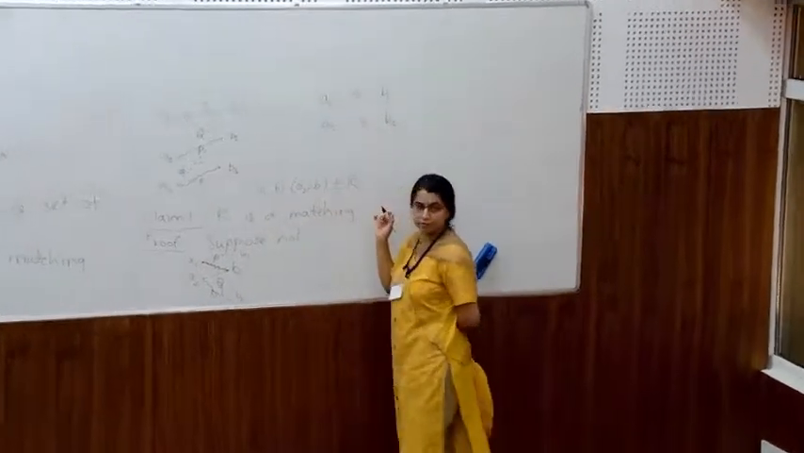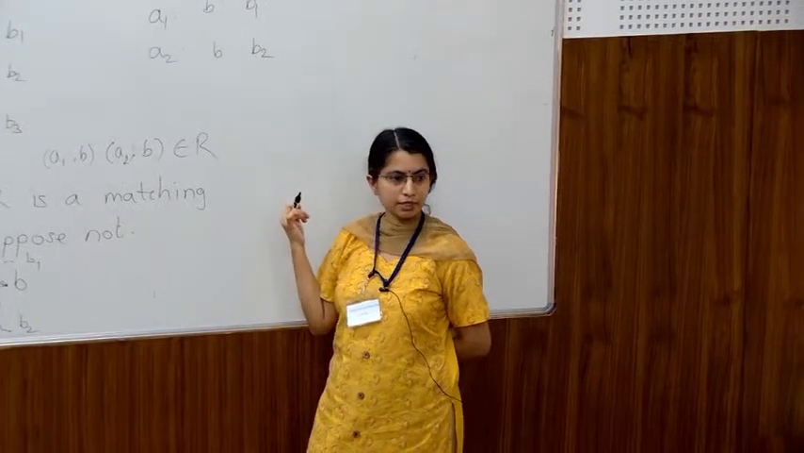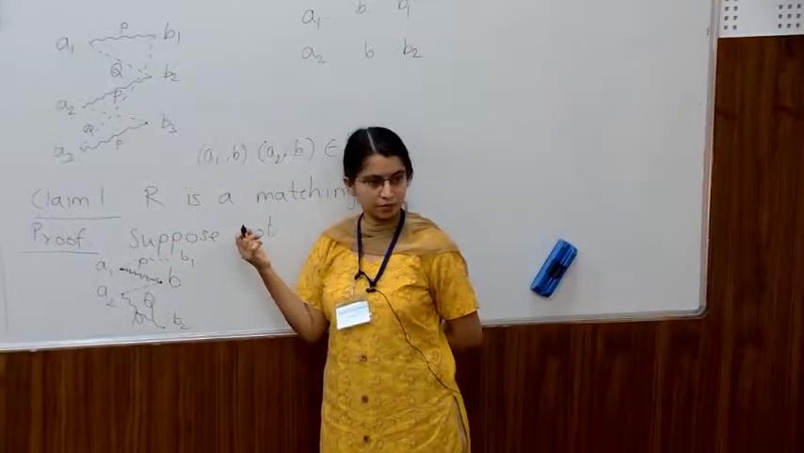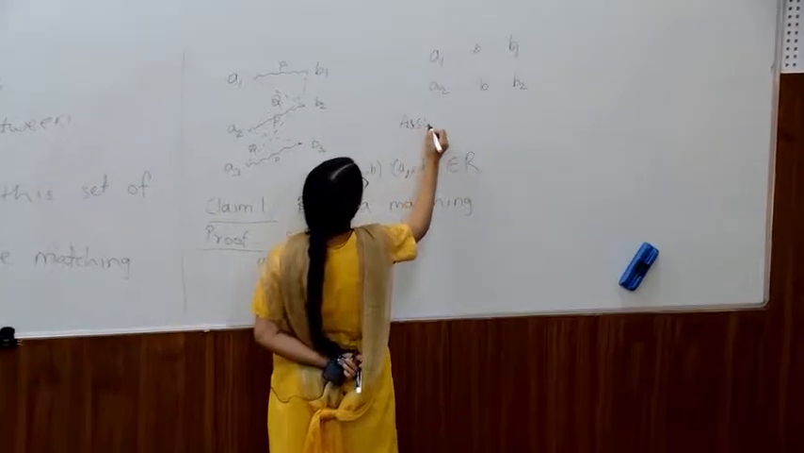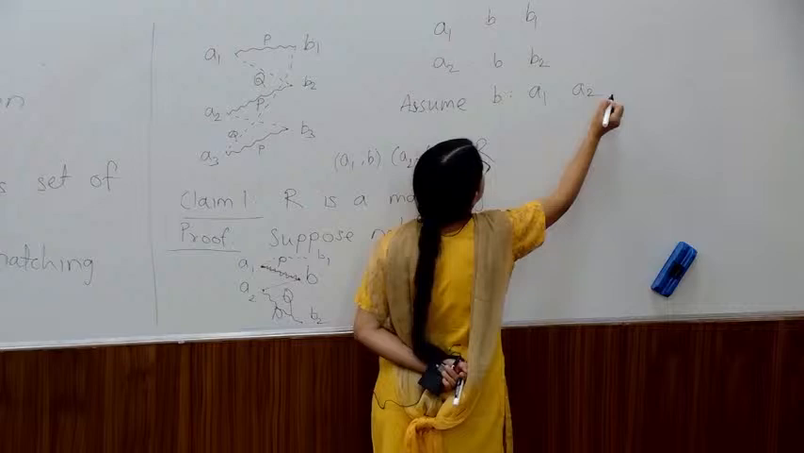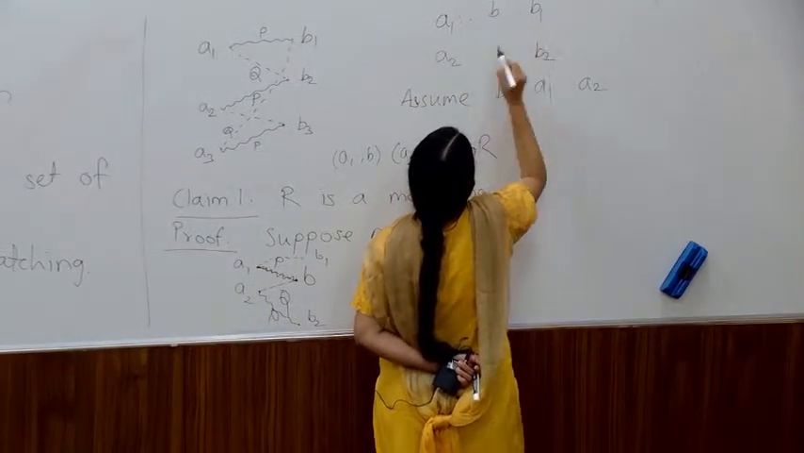What about B's preference? We can't say anything for sure, right? But then it has to prefer one of the two over the other. So without loss of generality, assume B prefers A1 over A2. There are other things, of course, in between. I am just writing the relevant things.